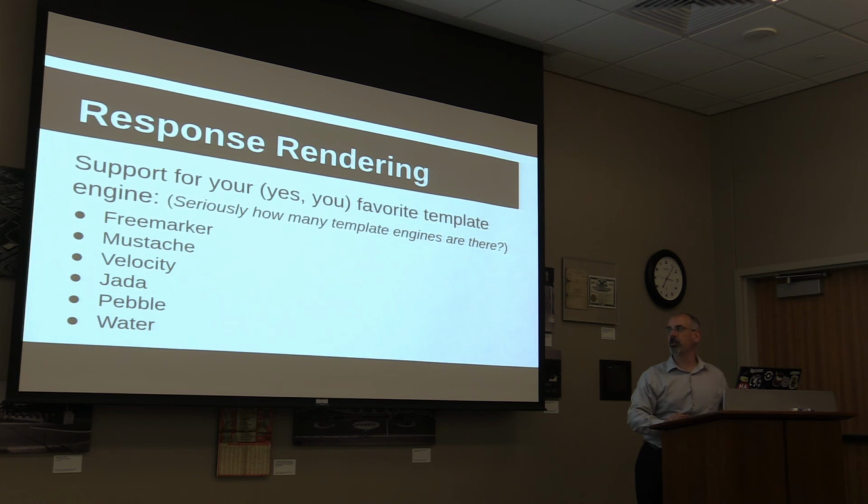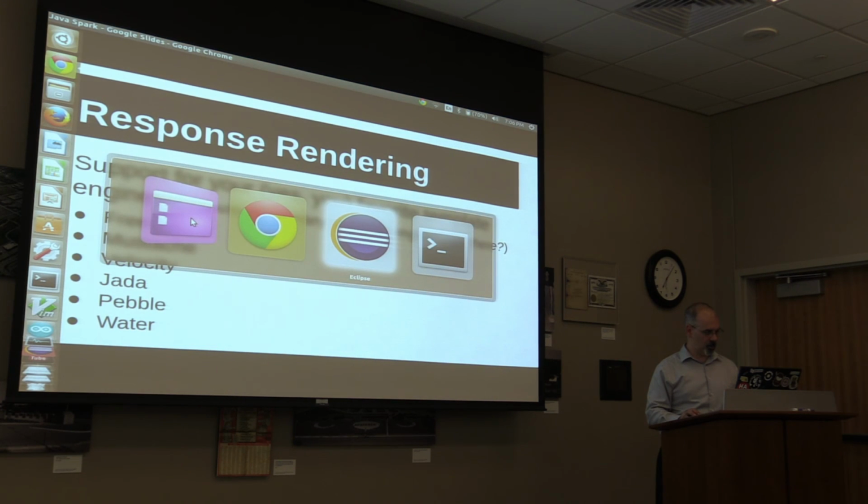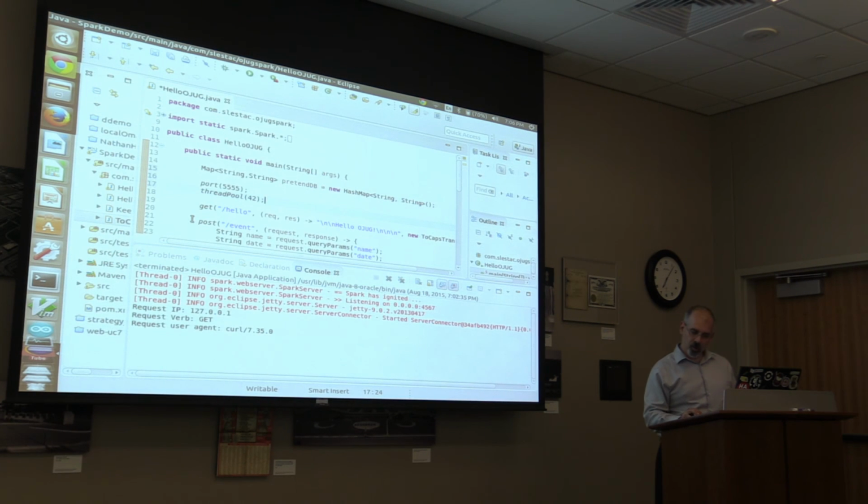I've seen a lot of Mustache use in my career, and I have no idea what Pebble or Water or Jade are, but I'm not a front-end developer, so if somebody knows what those are and they want to tell me about them later, that would be cool, because I don't know.